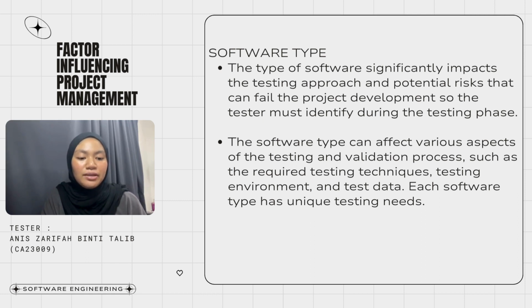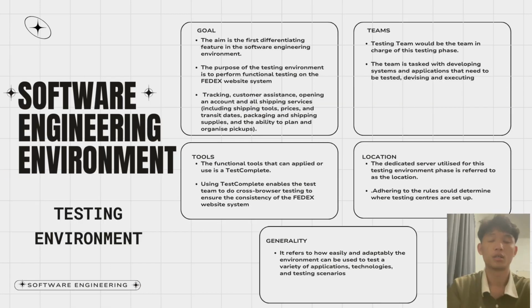The software type can affect various aspects of the testing and validation process, such as required testing technique, testing environment, and test data. Each software type has unique testing needs. Next, I will explain about the software engineering environment. Based on our case study, the software environment possibly applies to its testing environment. So I will explain the 5 software engineering environment differentiation factors.